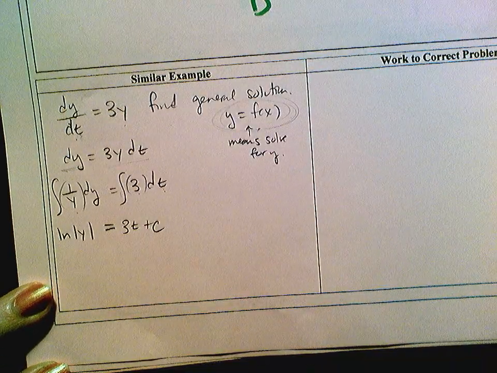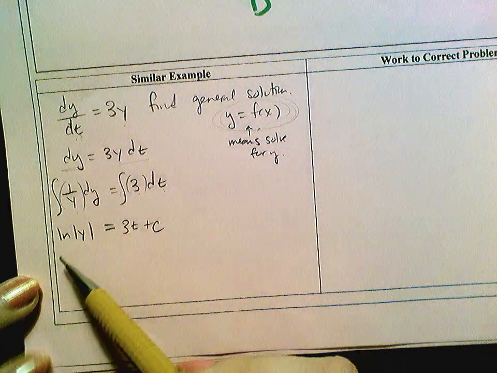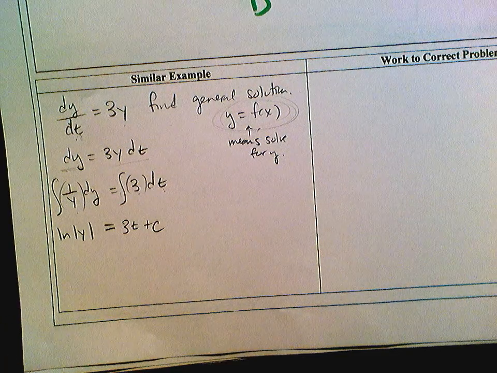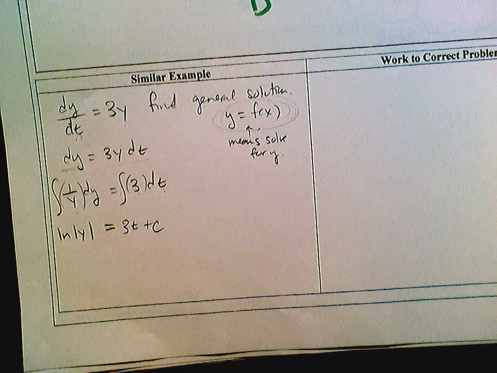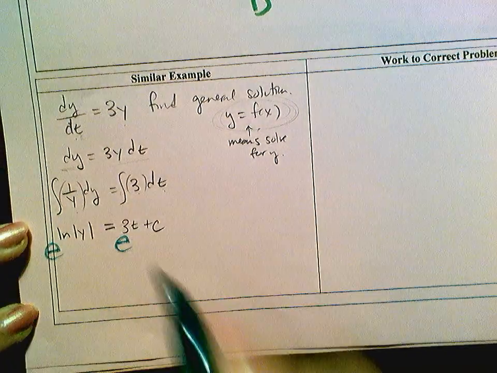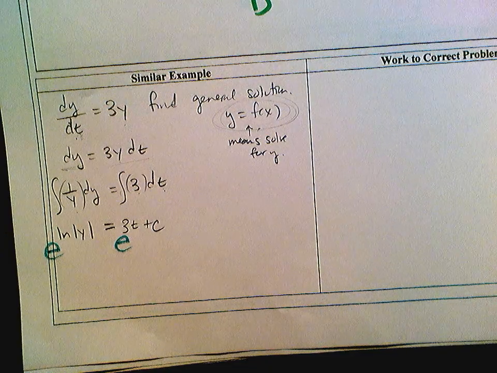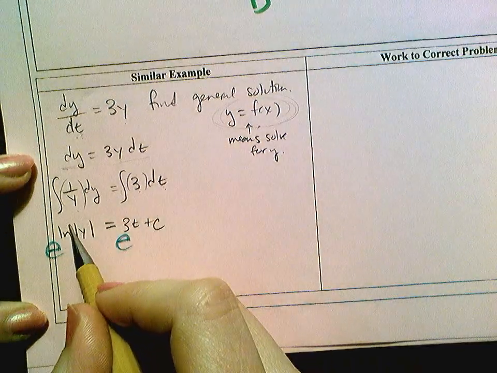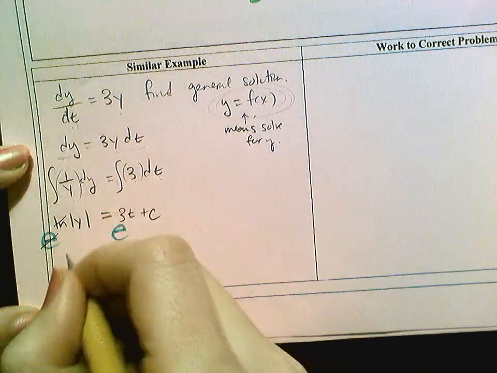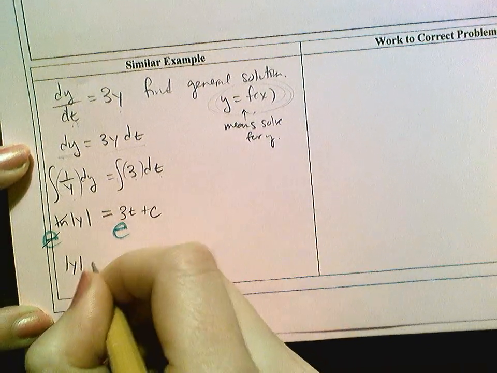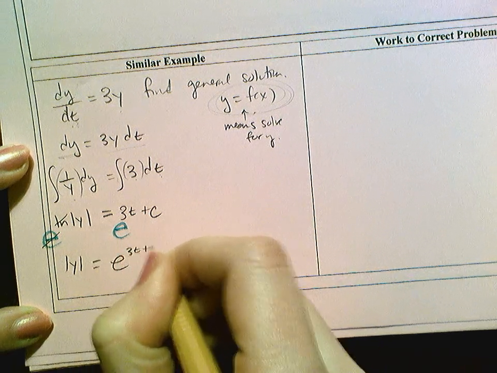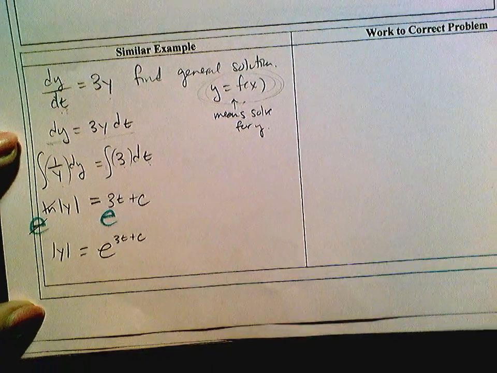Now, if you want, you could roll the log, or this is what I actually used to do, which I still do. Or you could put a base of e on either side, all right? And when you put a base of e on either side, the natural log and the e, those are inverse functions. They cancel each other. So you just end up with absolute value of y equals e to the 3t plus c.